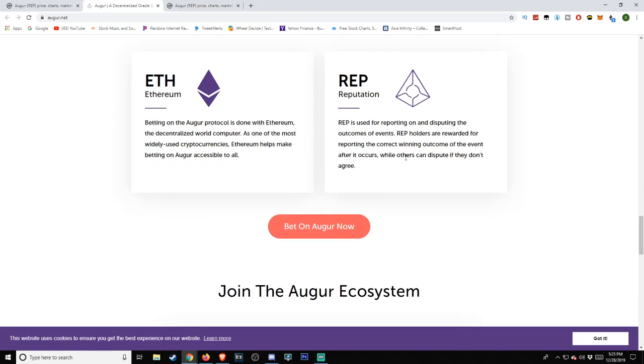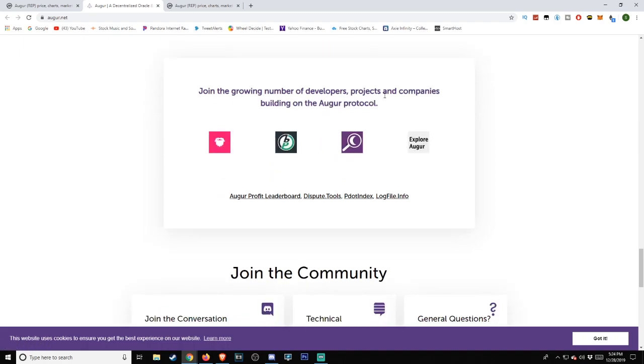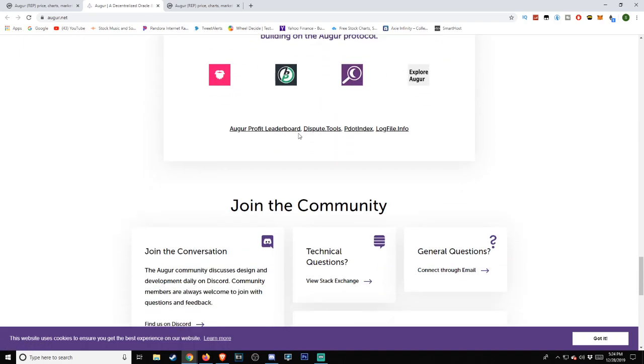Currencies of Augur. Ethereum: betting on the Augur protocol is done with Ethereum, the decentralized world computer. As one of the most widely used cryptocurrencies, Ethereum helps make betting on Augur accessible to all. REP, or reputation: REP is used for reporting on and disputing the outcomes of events. REP holders are rewarded for reporting the correct winning outcome of the event after it occurs, while others can dispute if they don't agree. And it tells you to bet on Augur now and join the Augur ecosystem, join the growing number of developers, projects, and companies building on the Augur protocol.